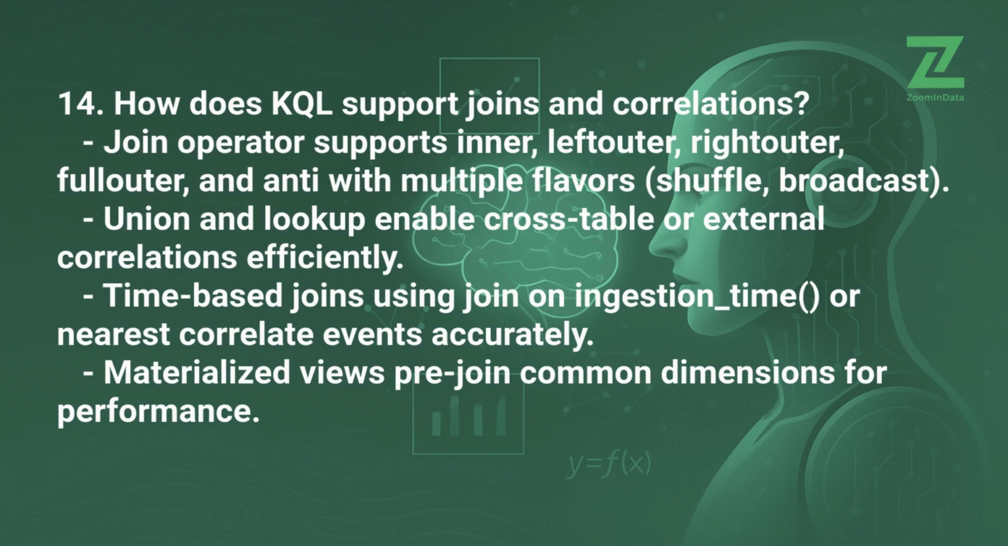14. How does KQL support joins and correlations? Join operator supports inner, left outer, right outer, full outer, and anti with multiple flavors, shuffle, broadcast. Union and lookup enable cross-table or external correlations efficiently. Time-based joins using join on ingestion_time, or nearest correlate events accurately. Materialized views pre-join common dimensions for performance.